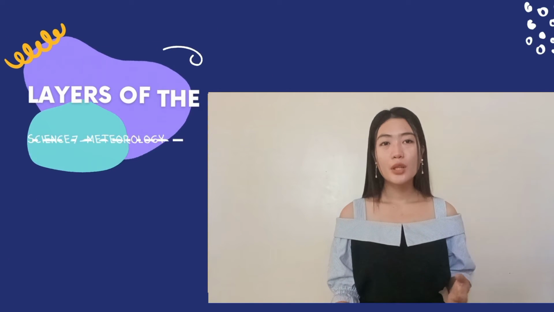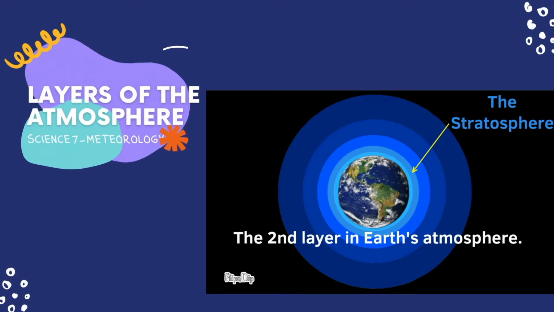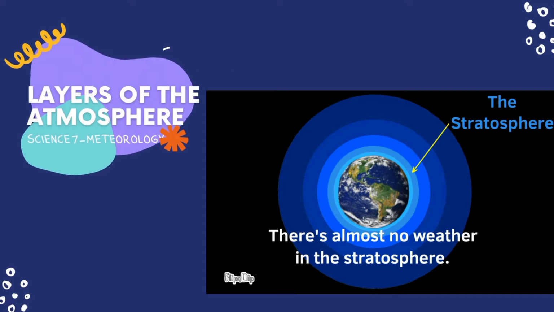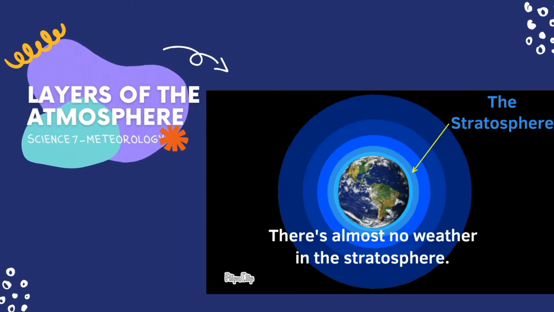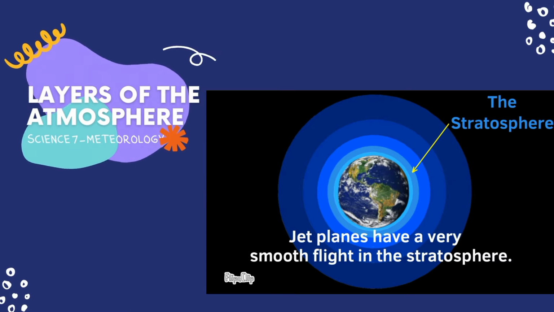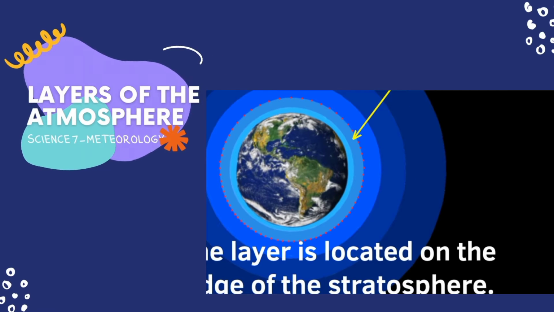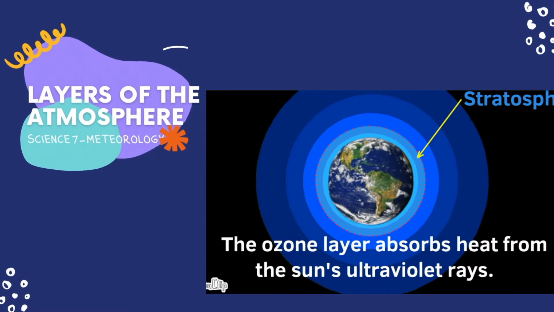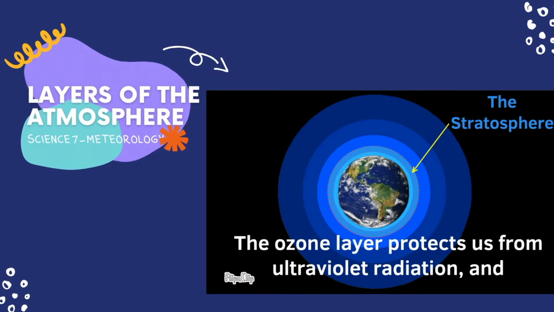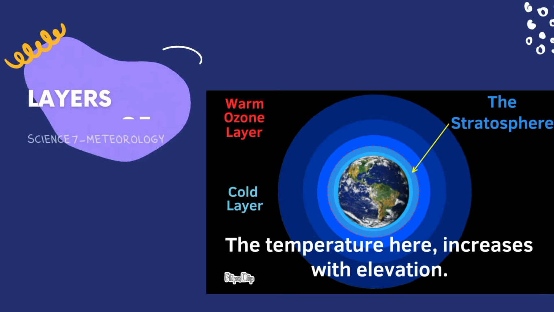Now let's step up to the stratosphere, the second layer in the Earth's atmosphere. There's almost no weather in the stratosphere. Jet planes have a very smooth flight in the stratosphere. The ozone layer is located on the outer edge of the stratosphere. The ozone layer absorbs heat from the sun's ultraviolet rays. The ozone layer protects us from the ultraviolet radiation and acts like a giant heater, heating the stratosphere from above.